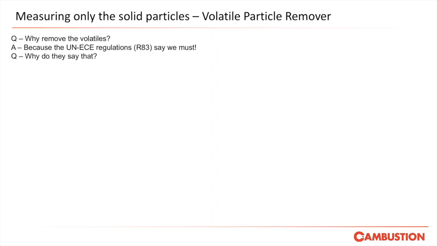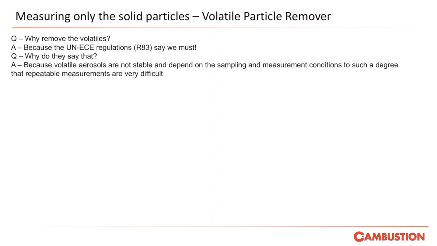Why did they say that? Because the volatile aerosols are not stable. They depend upon how you measure them and the conditions of measurement on the day in which you measure them. So it depends on things like humidity, temperature, pressure. This means you cannot make repeatable measurements of volatile aerosols.